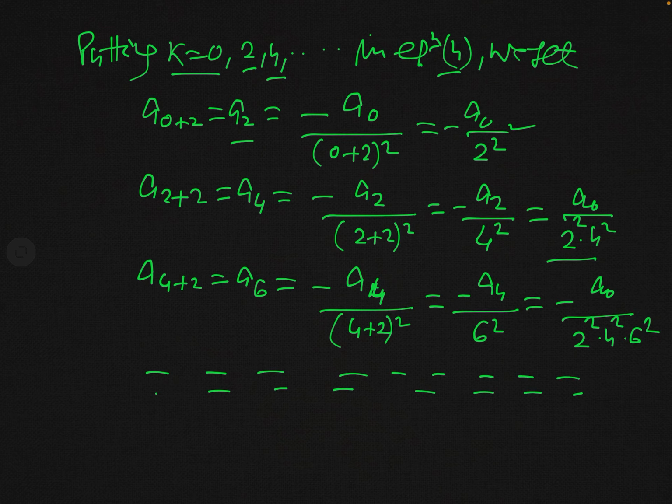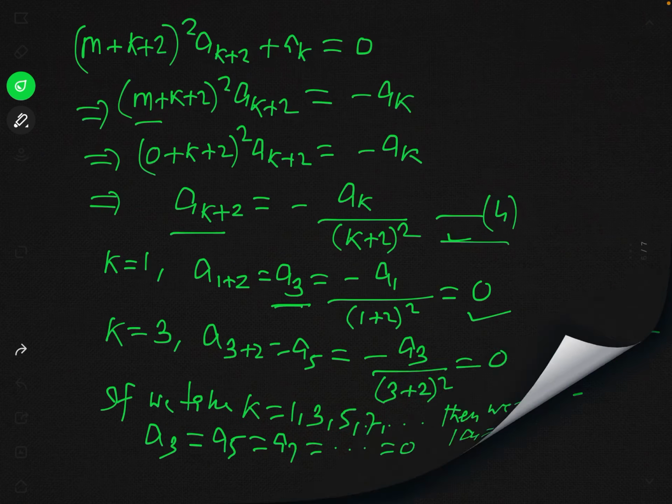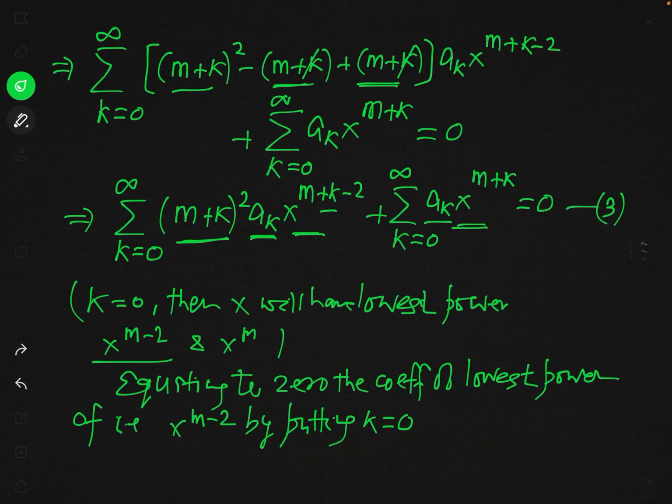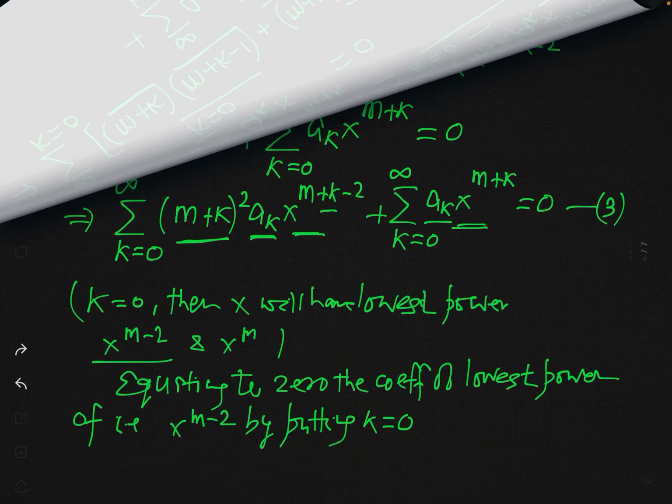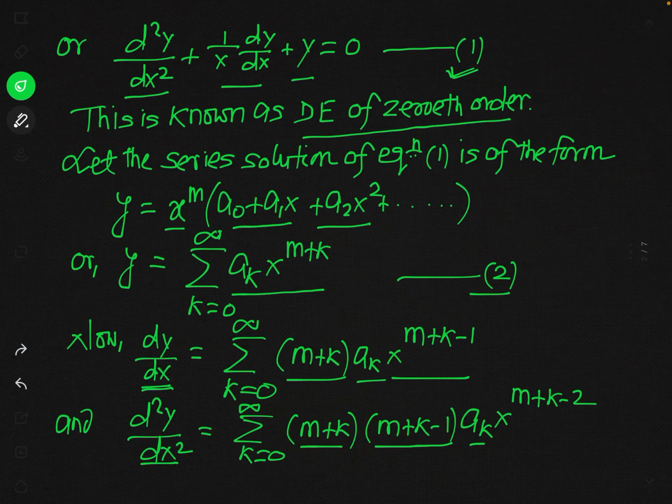So now after getting these values, we will substitute the values of these coefficients in the solution of the Bessel equation which we have assumed here in the beginning. You can see we have assumed that the series solution of this zeroth order Bessel equation is this much, which is defined in this equation 2.